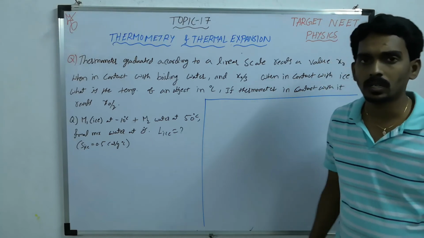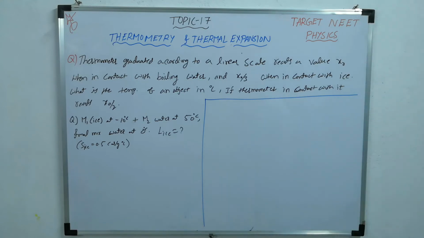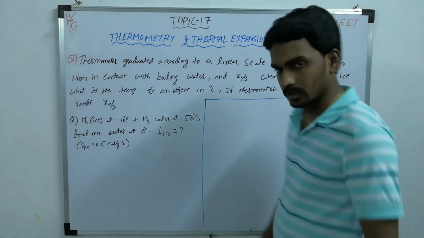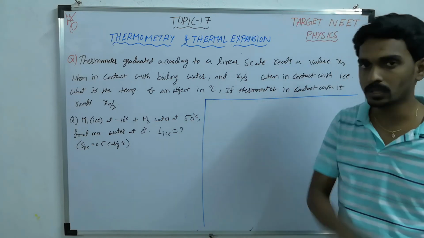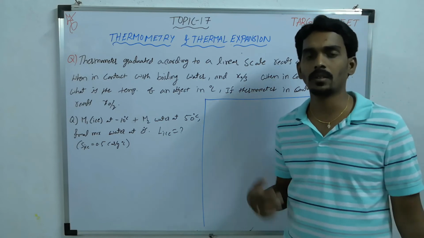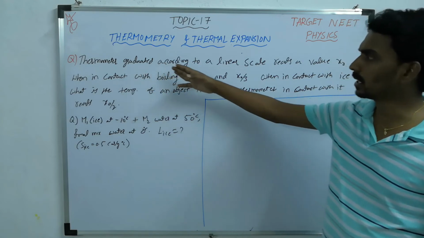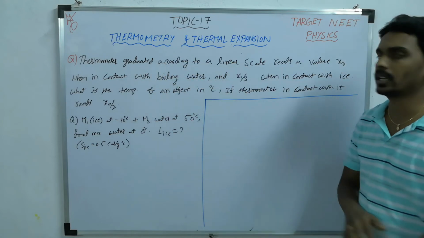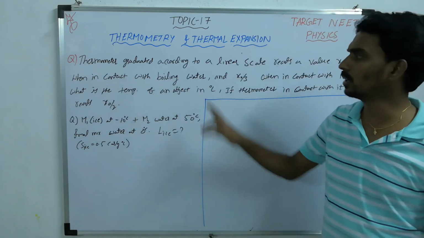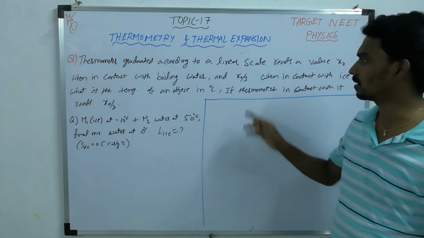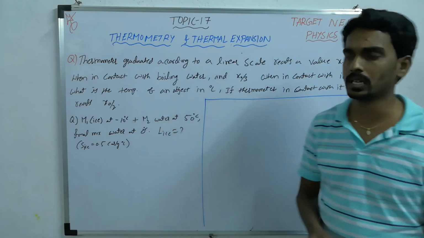Let us consider one question which was given in a previous entrance exam, so that we can understand the level of questions and how to deal with them. Consider a thermometer graduated according to a linear scale that reads a value x0 when in contact with boiling water. Boiling water means 100 degrees Celsius. And x0 by 3 when in contact with ice. Ice means 0 degrees Celsius.